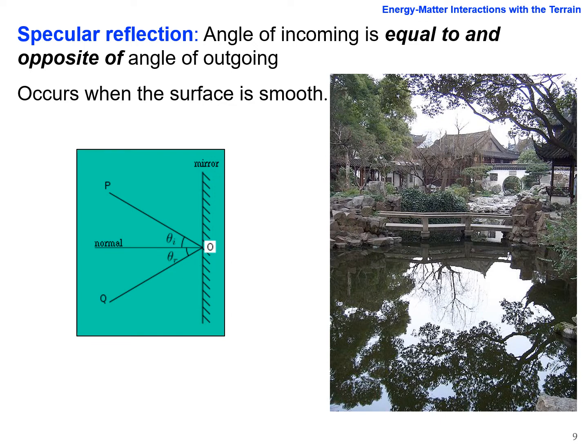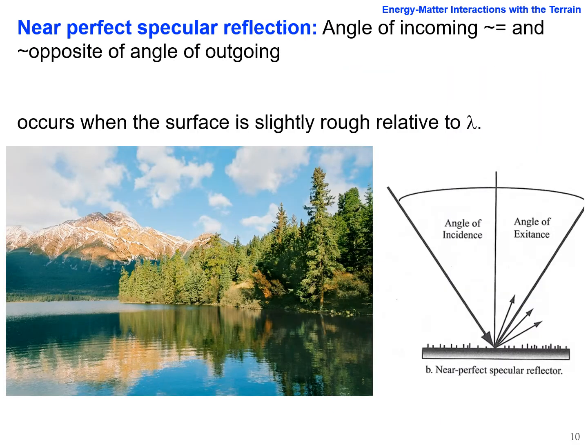This is the kind of reflection you get from a mirror, for instance. Not a lot of mirrors on the Earth's surface, so when we're looking at the Earth's surface, we're usually seeing this from water or very fine sand that has a smooth top layer. In both cases, you can get specular reflection.